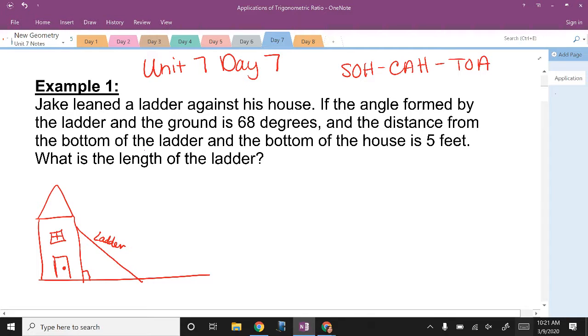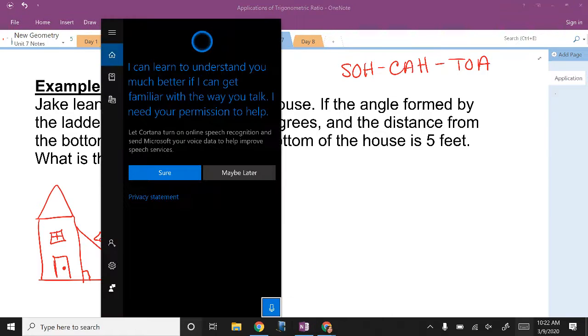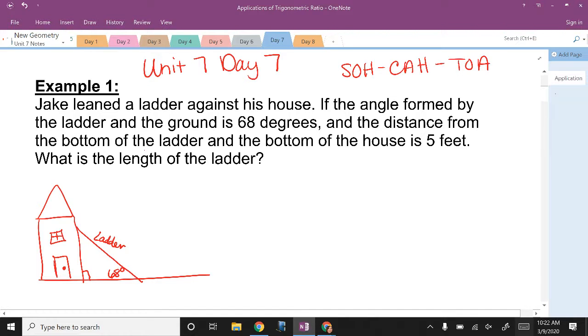If the angle formed by the ladder and the ground, well, the ladder meets the ground down here, doesn't it? Okay? It's 68 degrees. So you can label that 68 degrees. And the distance from the bottom of the ladder to the bottom of the house, well, that's this distance right here, isn't it? It's 5 feet. What is the length of the ladder? So we're looking for how long the ladder is.